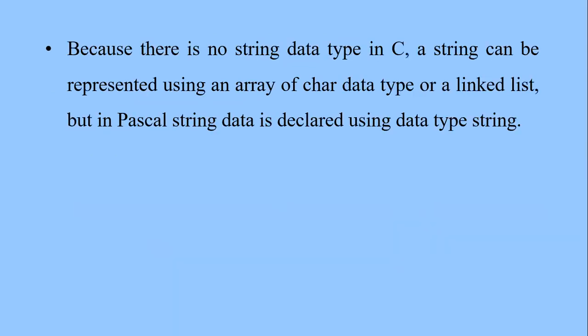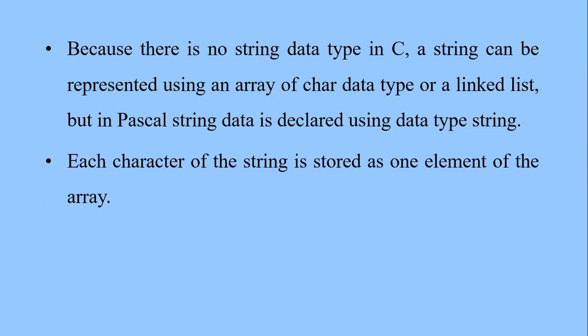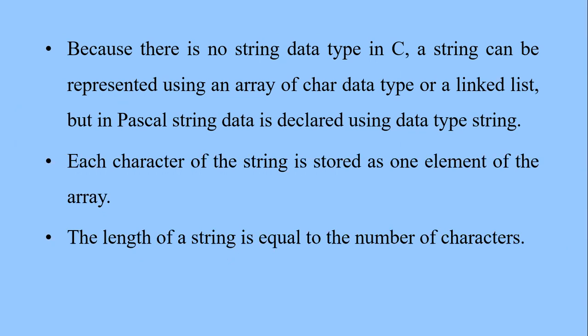Because there is no string data type in C, a string can be represented using an array of char data type, or character data type, or a linked list. But in Pascal, string data is declared using the data type string. Each character of the string is stored as one element of the array. The length of a string is equal to the number of characters.